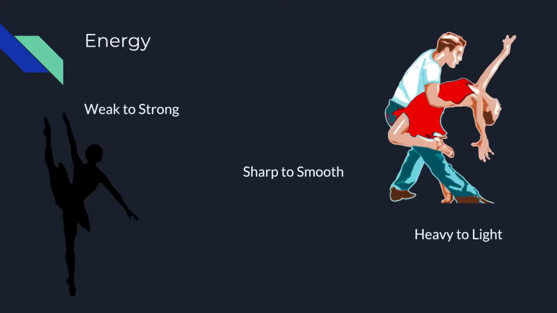The final element is energy. Energy is used in every movement and is categorized in terms of weak to strong, sharp to smooth, and heavy to light. The amount of energy expended in a movement demonstrates force or lack of force. According to Marcia Lloyd, all movement can be altered by changes in energy depending on the attack, sharp or smooth, the weight, heavy or light, the strength, tight or loose, and the flow, free-flowing, bound, or in balance.